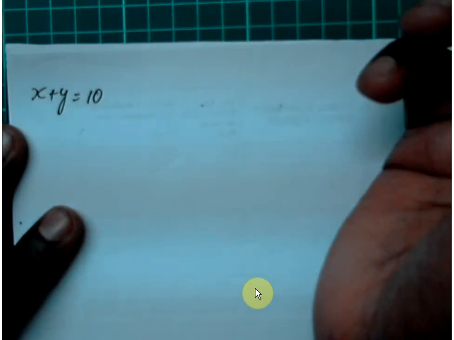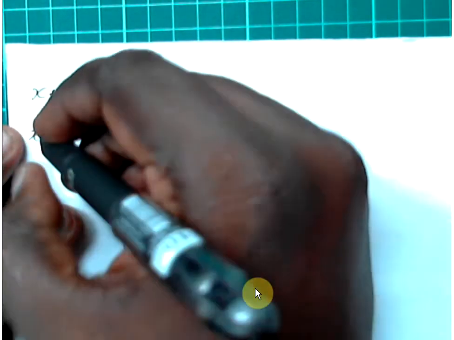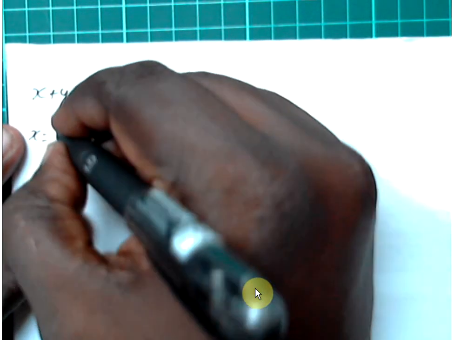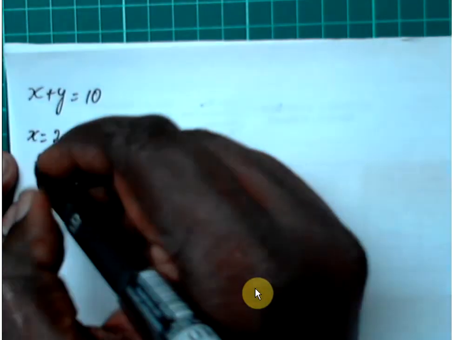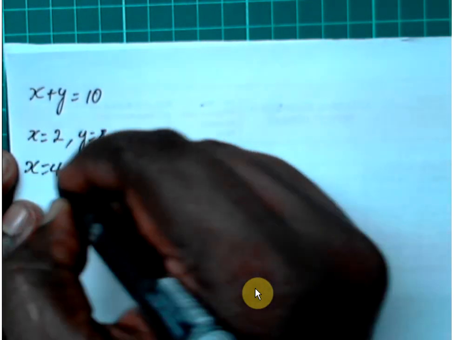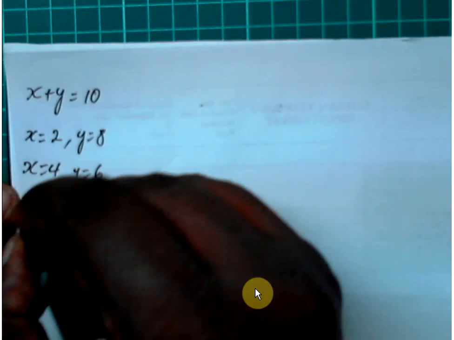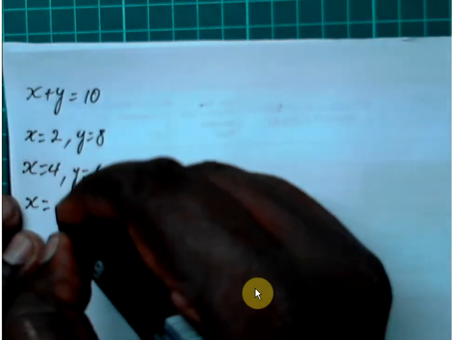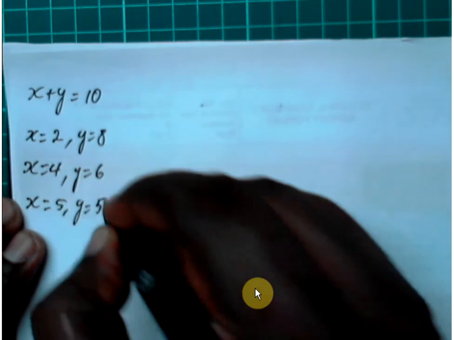Now, what are the possible answers for x plus y equals 10? x could be 2 and y could be 8. That's one possible answer. Another possible answer is x could be 4 and y could be 6. And another possible answer, x could be 5 and y could be 5.